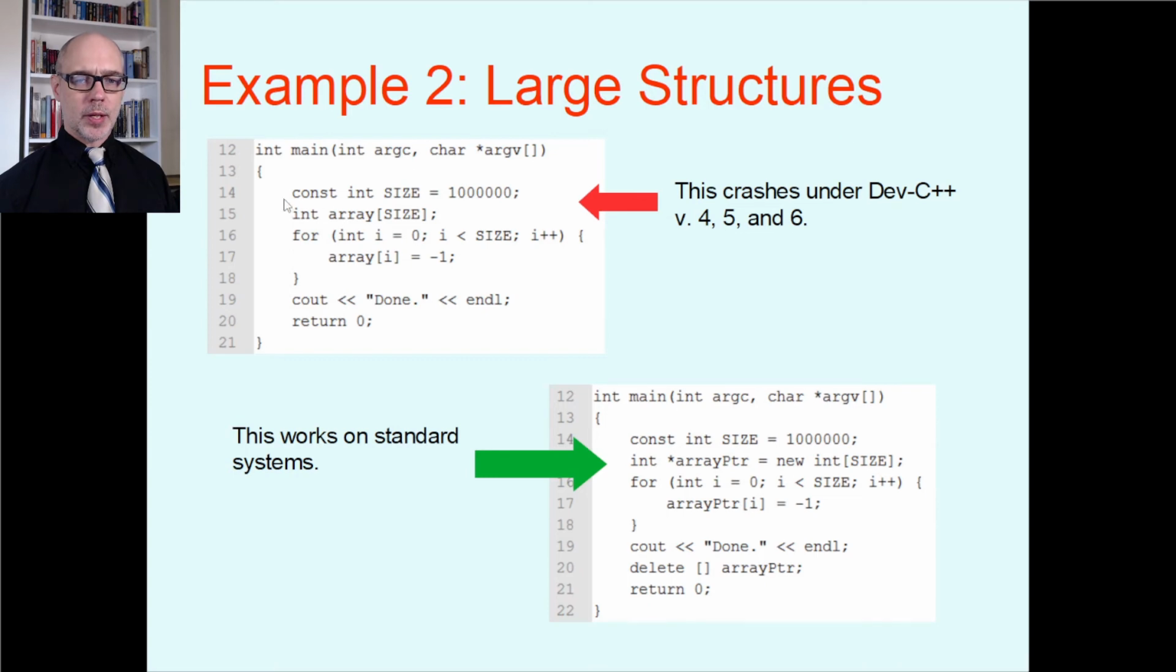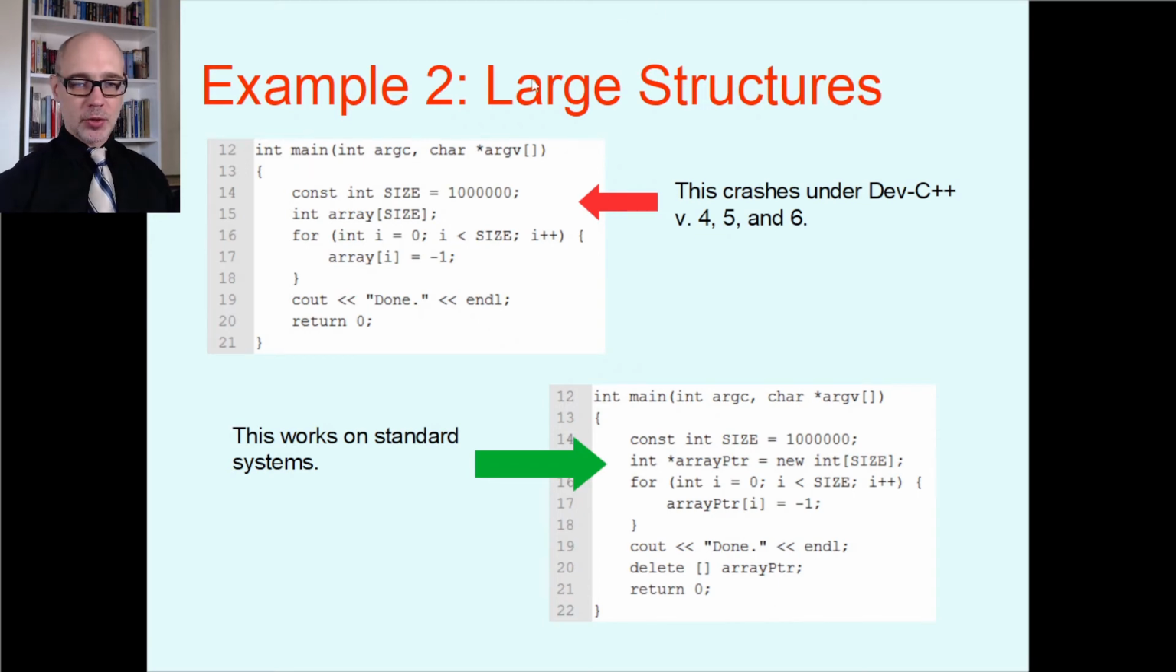So I'm trying to make a giant array as a local variable on the stack. I'm going to make an integer array of size, I think that's 1 million. So I've got a constant int size set to 1 million, and on line 15, I'm trying to declare an array of size 1 million. Now, integers are 4 bytes each. So in order to make that array, I would need a chunk of memory that's 4 million bytes in size all in one place, 4 megabytes. And like I just said, by default, Dev C++ only makes stacks that are 2 megabytes in size. So this is twice as large as the entire stack.